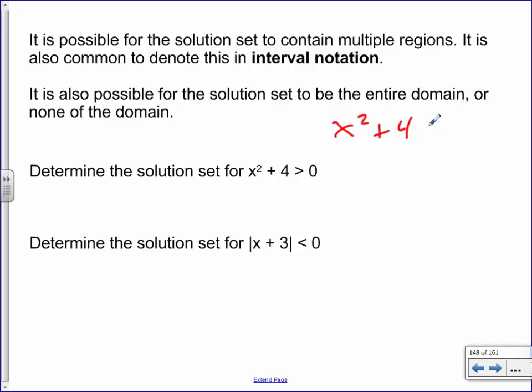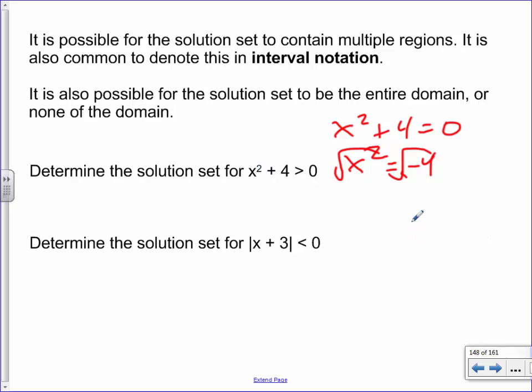X squared plus 4, let's say it's equal to 0. How do I solve that? Well, it's actually not a difference of squares because it would have to be x squared minus 4. So it's not a bad thought. It doesn't work here. What you could do is make it x squared equals -4 and then try to square root. Can you square root? It's not possible. So it might be better just to look at what this graph looks like.